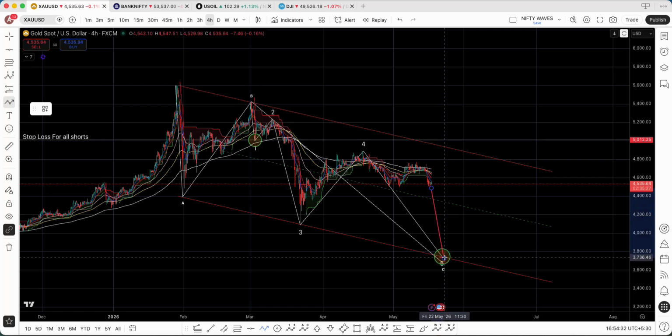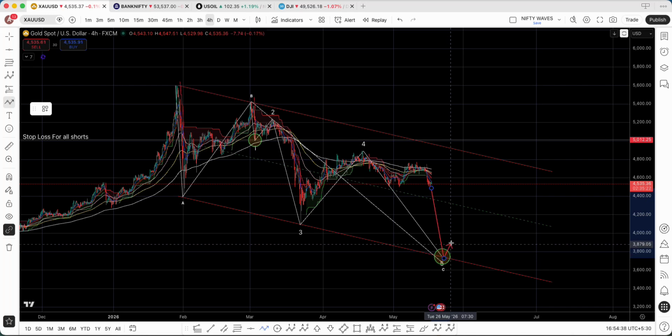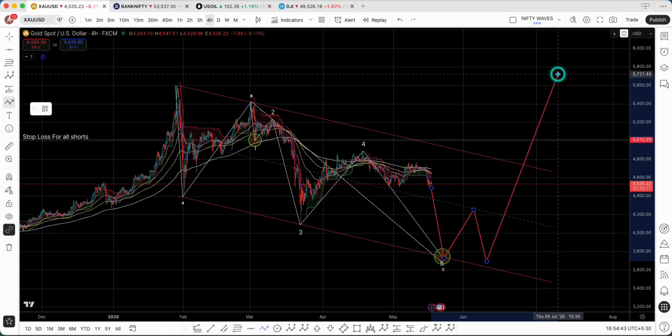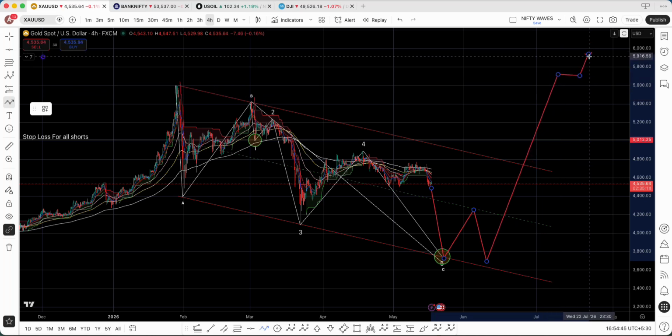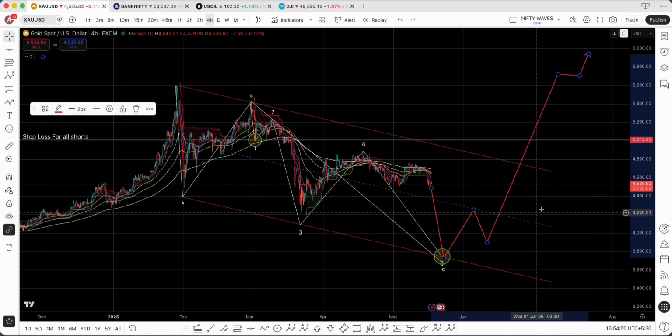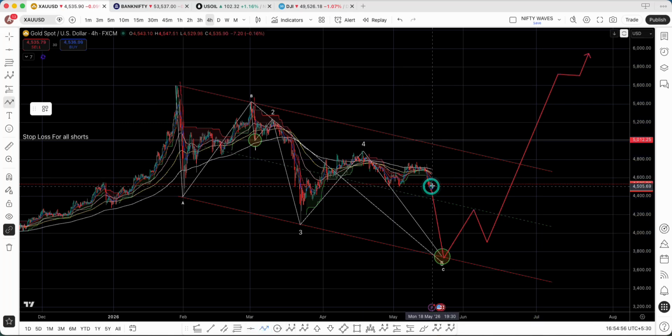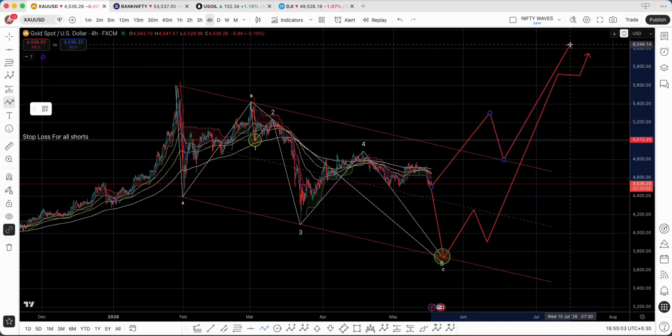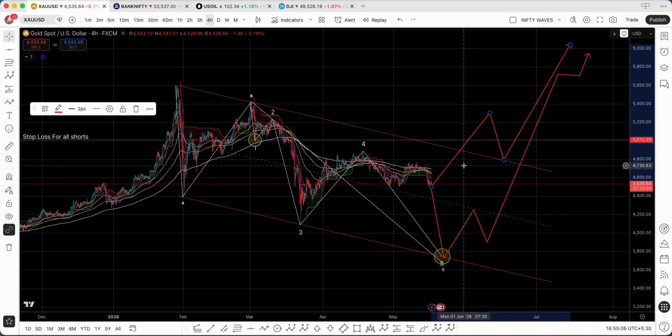If this count is still working, is where we come to the bottom of the channel, bottom out around 3,700, and then, you know, make our way something like this. Or if price actually decides to go up, break the stop loss, something like this. So this is what we're looking at if this pattern is negated.